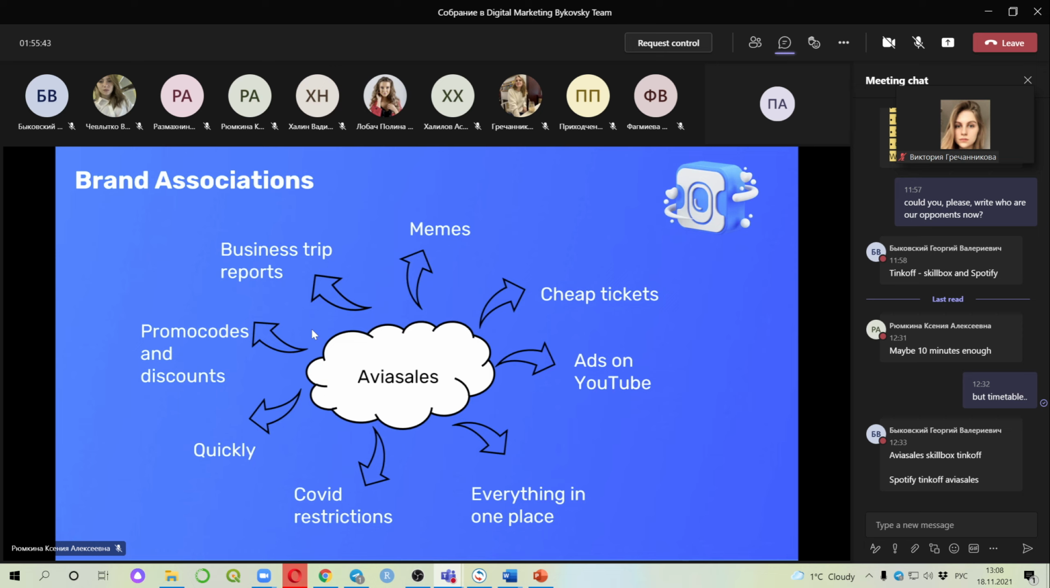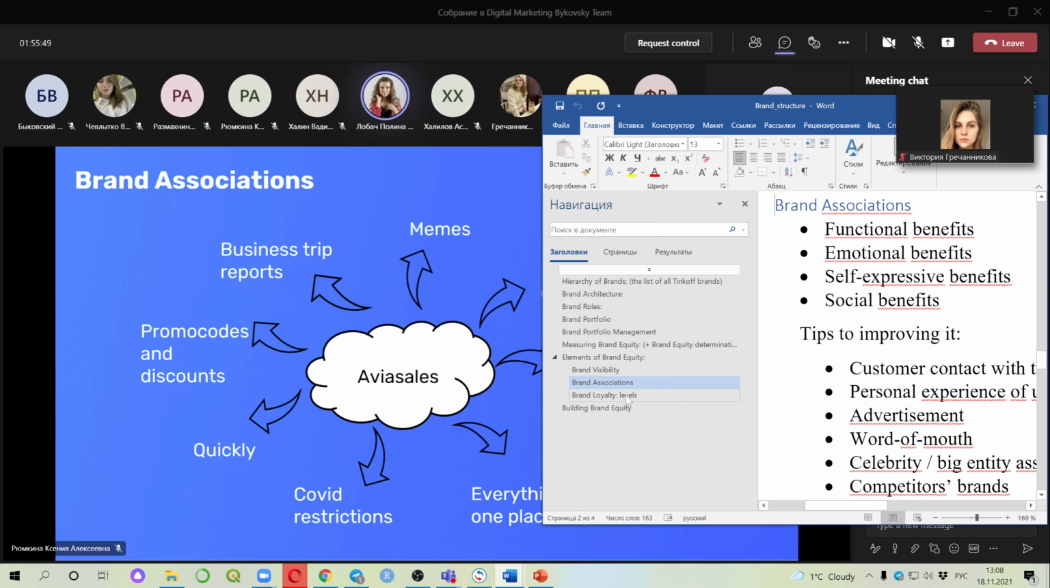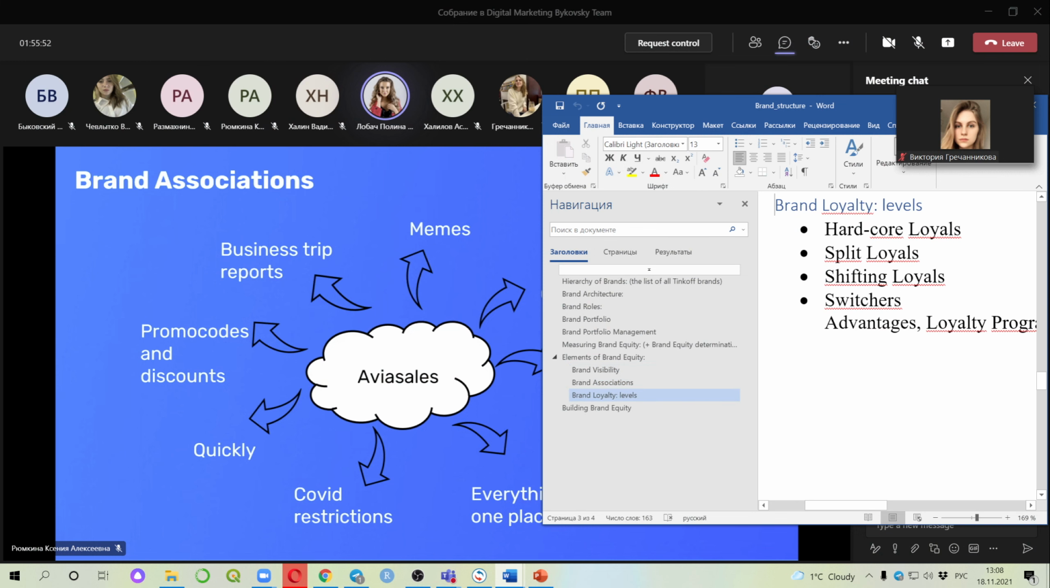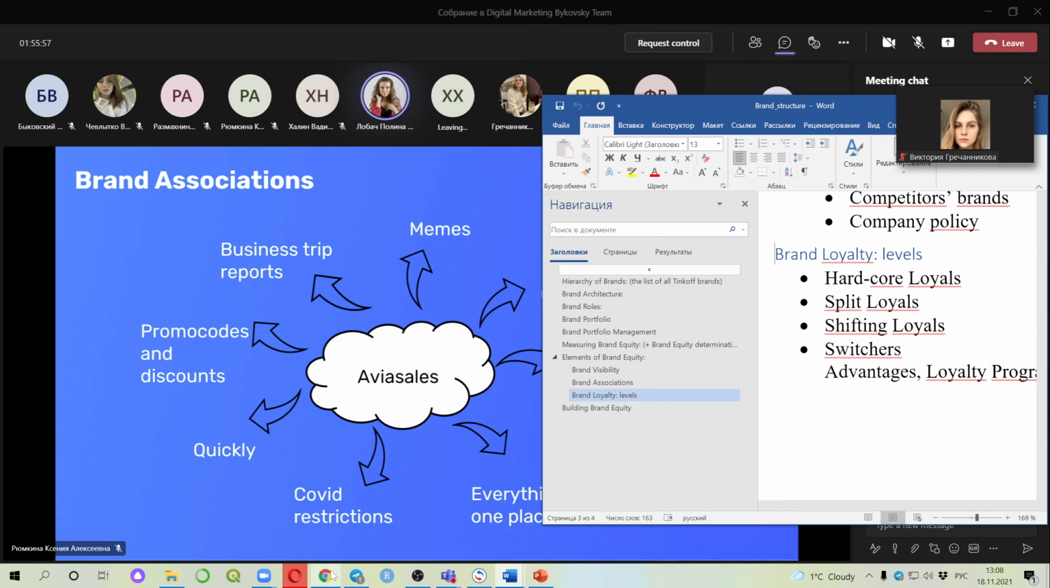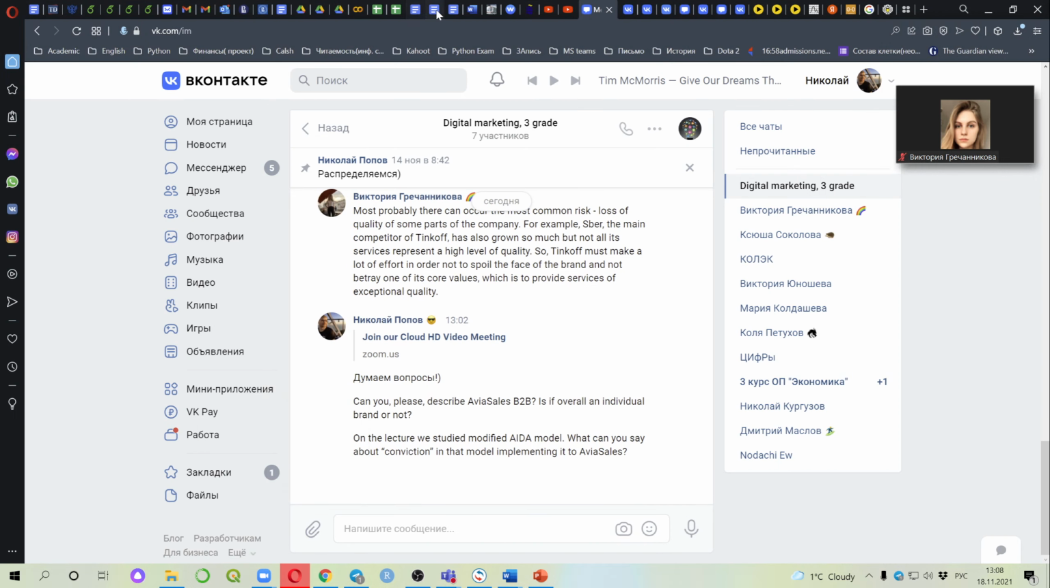And now we would like to talk about brand associations. First of all, its functional benefits. Thanks to AviaSales, the client can solve several problems at once. For example, find a suitable ticket from point A to point B, book a hotel, buy insurance, or rent a car. Also, clients have an opportunity to read up-to-date information about COVID restrictions and the need for tests and vaccinations. What is more, AviaSales gives an opportunity to solve these problems in one digital place online.